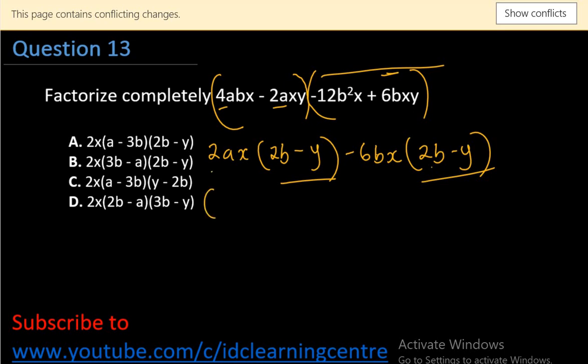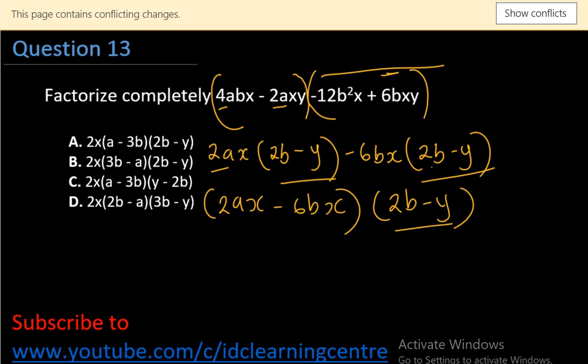Meanwhile, we have to put 2ax minus 6bx in the bracket. Then since these two are the same, you pick one. You have 2b minus y. Okay, this bracket is in the lowest term, but I can still factorize this.